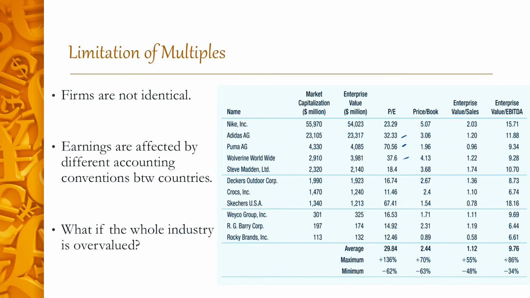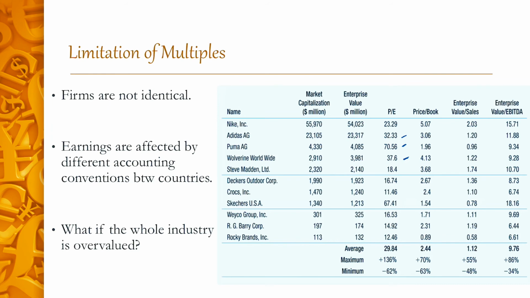One thing that you should consider is that Adidas and Puma are incorporated in Germany, and there are different accounting conventions between Germany and the United States. So we might not be able to directly compare earnings from a corporation in Germany to a corporation in the United States. We should be aware of the differences in conventions and try to adjust the earnings before calculating the P/E ratio.